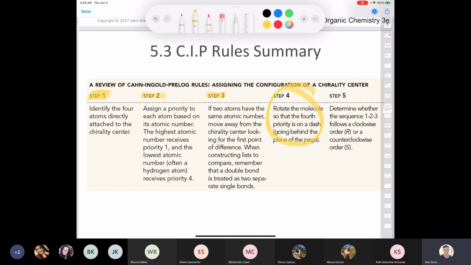Step 4, I'd say take that one with a grain of salt. You can either rotate the molecule so that the lowest priority group is going behind the page, or you can just reverse the stereochemistry, depending. And then the last one: if it's going clockwise, it's R. If it's counterclockwise, it's S. And that's it, my friends.